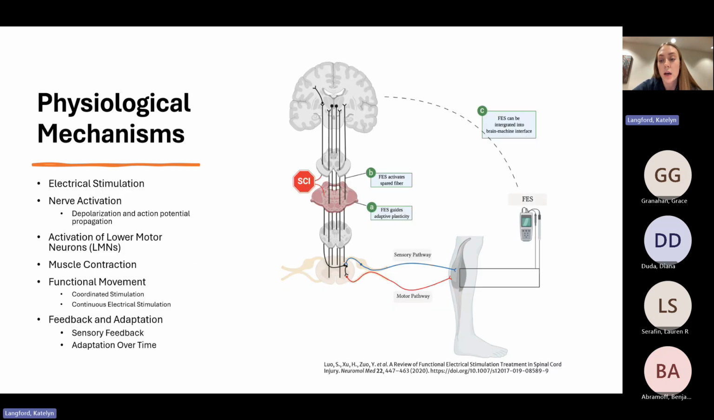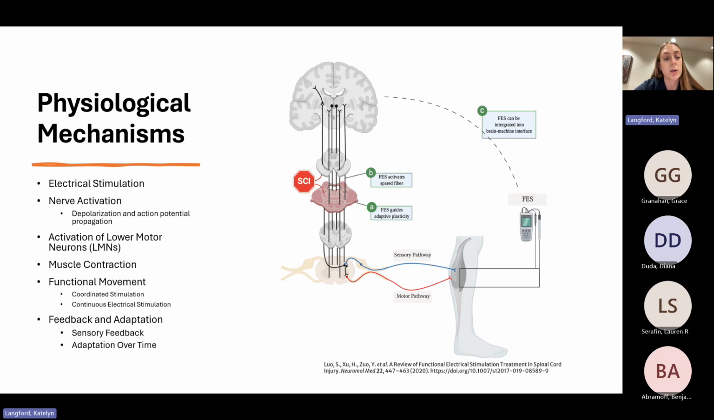So how does FES work? What's the physiology behind it? So essentially you have a remote. I think a lot of people have already seen this being used in the gym, but essentially you're putting electrodes on your patient. It's putting an electrical impulse from the machine to the patient if you're using a transcutaneous system. And then you're activating a nerve, which goes to the lower motor neuron.